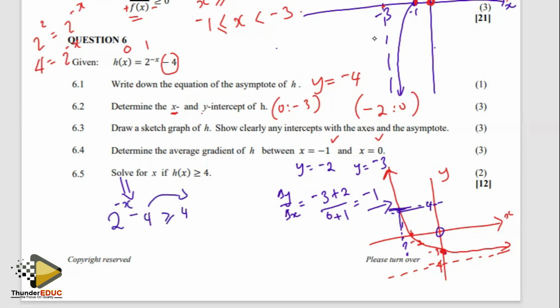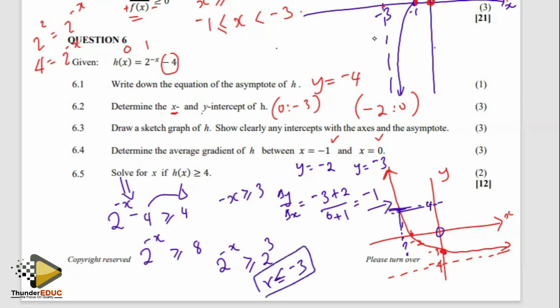So I can move the 4 to that side, which becomes 8. So 2 to the -x is greater or equal to 8. 2 to the -x is greater or equal to 2 to the 3, which means our x must be... Okay, so I have -x is greater or equal to 3. Then when I divide both sides by a negative, it's going to be x less or equal to -3. So this becomes the solution.